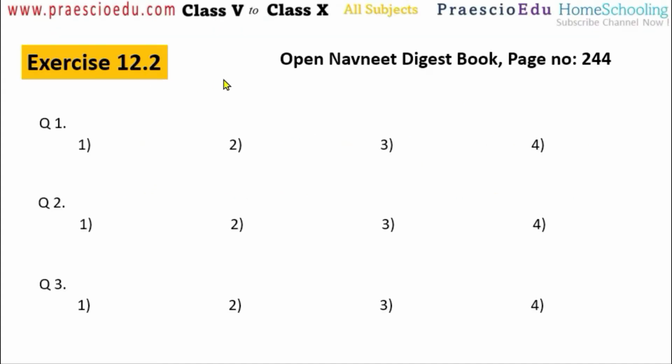The practice test for this one is already covered, and I already explained that in our previous video, 12.1. So now this is the 12.2 exercise on page number 244. Question number 1 is, which of the following expressions is wrong? We have to find out the wrong expression.